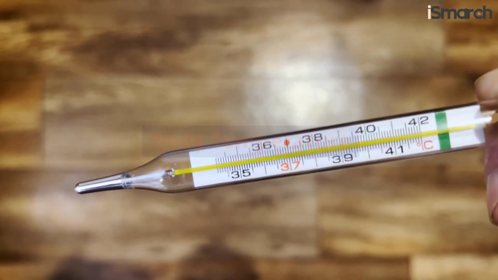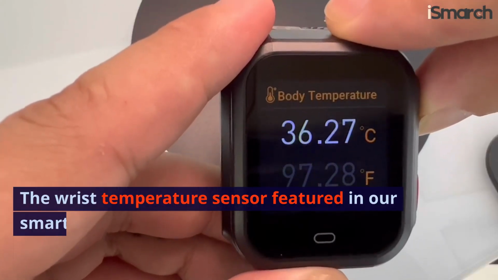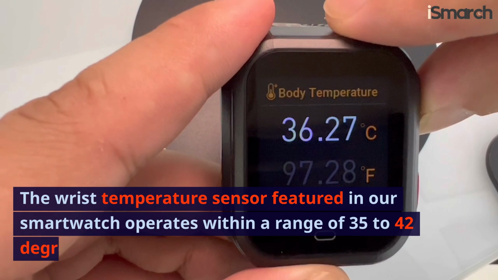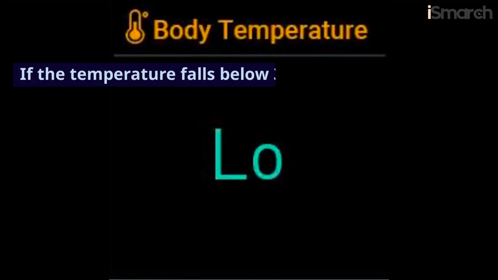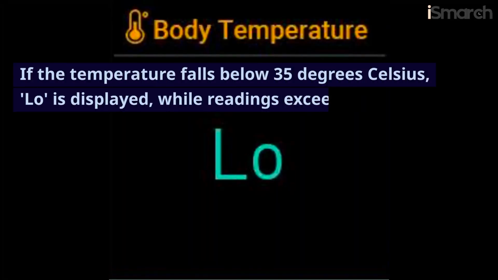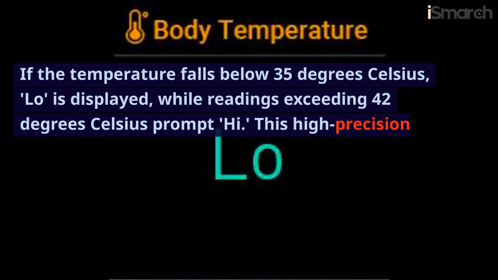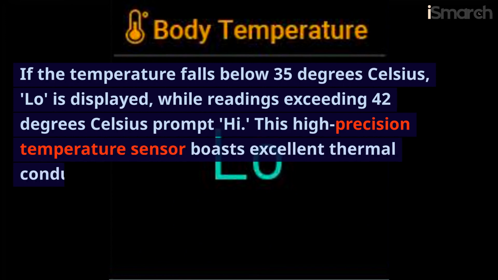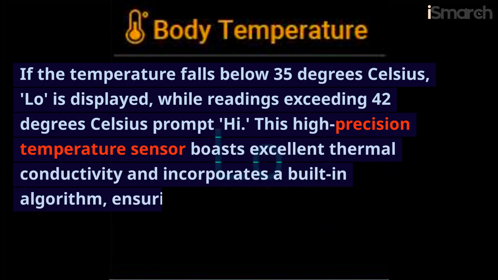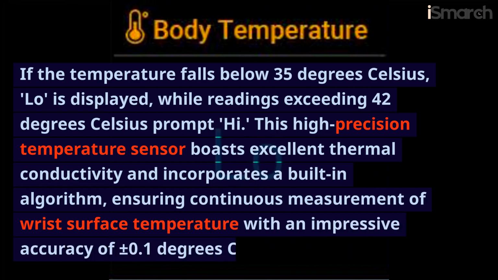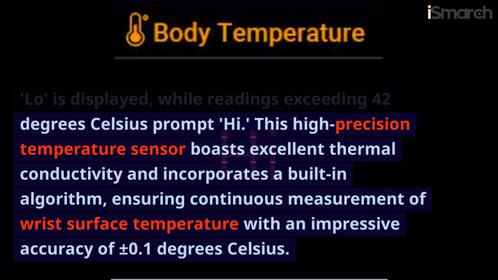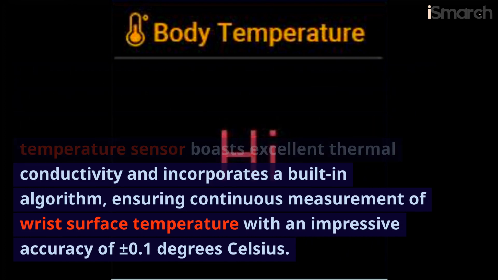Body temperature. The wrist temperature sensor featured in our smartwatch operates within a range of 35 to 42 degrees Celsius. If the temperature falls below 35 degrees Celsius, "low" is displayed, while readings exceeding 42 degrees Celsius prompt "high." This high-precision temperature sensor boasts excellent thermal conductivity and incorporates a built-in algorithm, ensuring continuous measurement of wrist surface temperature with an impressive accuracy of 1 degree Celsius.